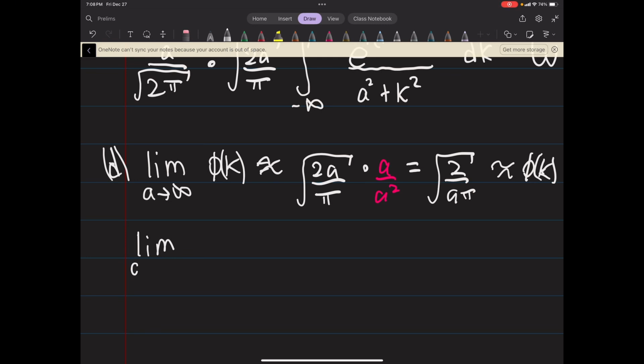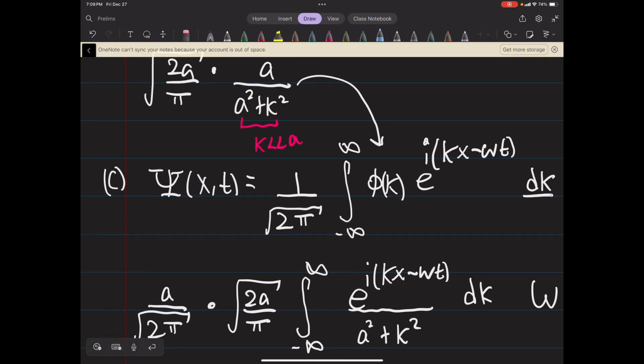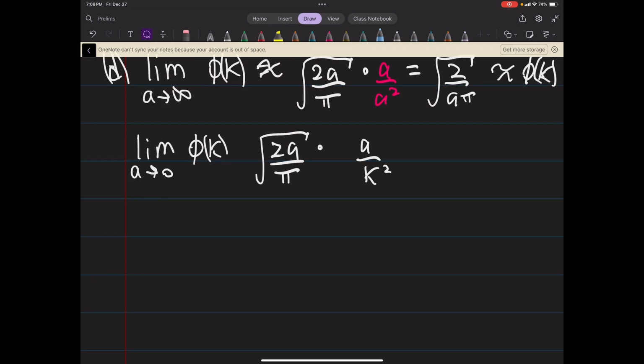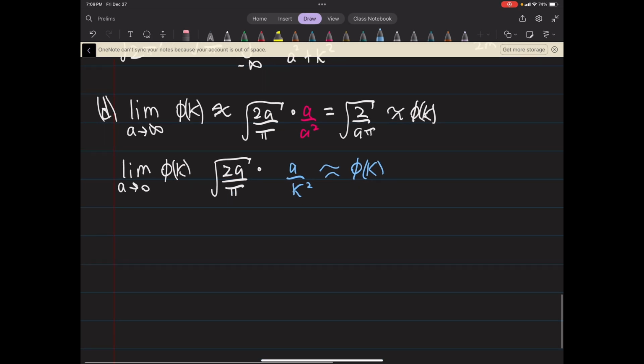And then you can do the same thing as a approaches 0. In that case, you have 2a over pi, square root, times a over k squared. So this time, what we're saying is that k is much greater than a. So that's why we did that one. And this is approximately your psi of k. I think that's all it's looking for there. So that's how you do this problem.